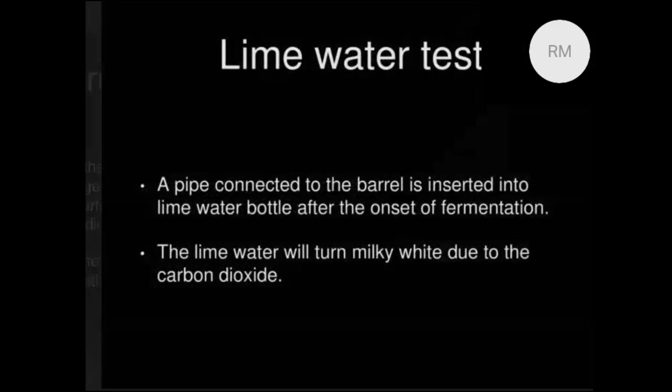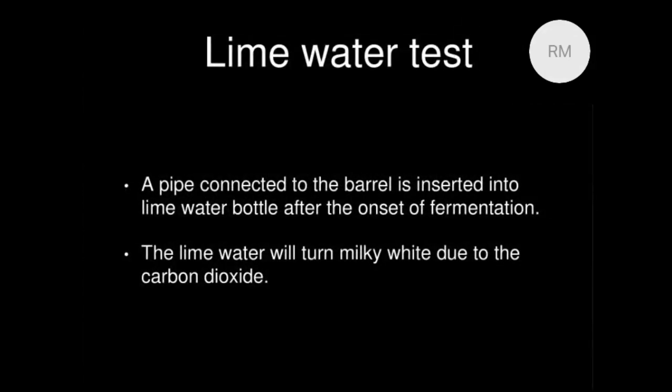Then we have what is called the lime water test. We take a pipe which is connected to the barrel. You take a long pipe and insert it into the barrel on one side and keep it sealed. After some days, when you know that the fermentation has started, you can take the other end of the tube and put it inside a bottle of lime water.